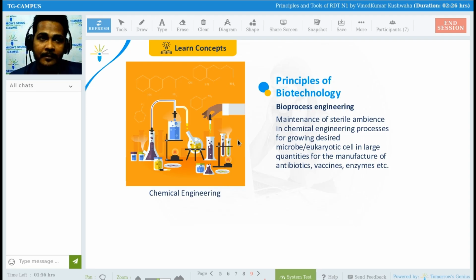So the first part is you are going to do the genetic manipulation, and after manipulating you are going to provide them a desired area so that they are able to grow and give you a better product for human beings. Is this clear? These are the two important concepts related to the principles of biotechnology. Yes? Any doubt in this?